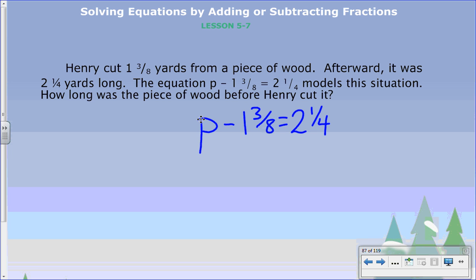Well, they give you the equation. Now I want you to decide. Are you going to solve it like a fraction, or do you want to solve it like it's a decimal? What I want you to do is pause me and solve it. So go ahead and do that now.